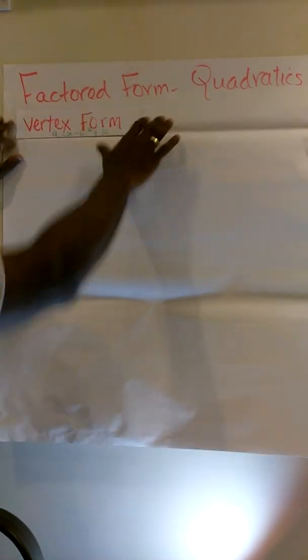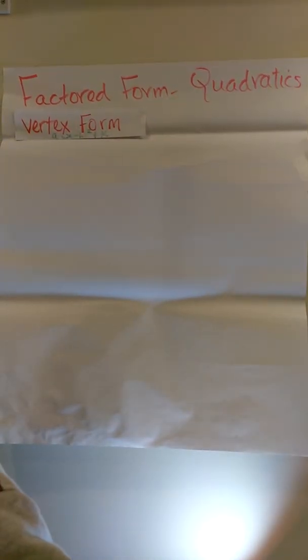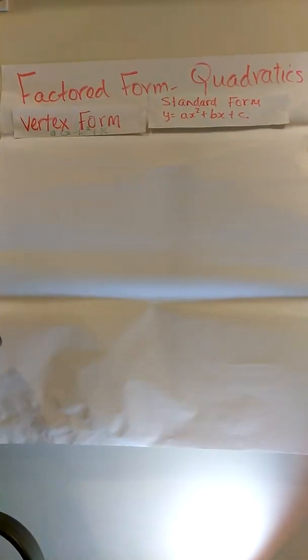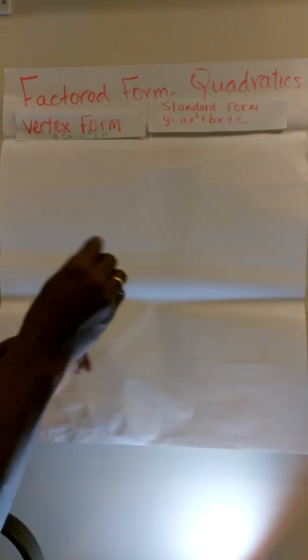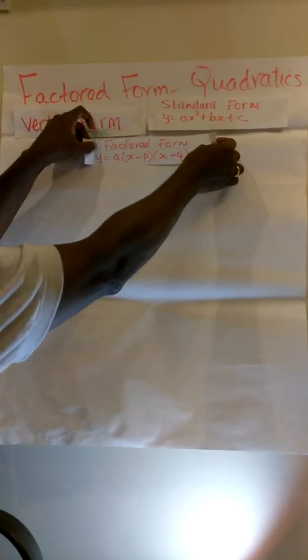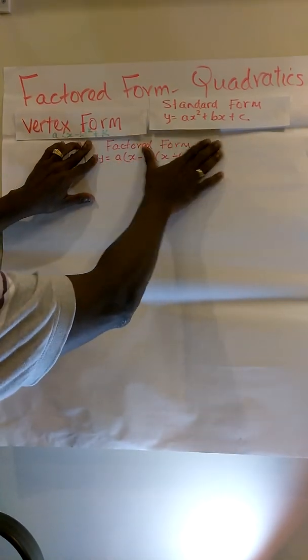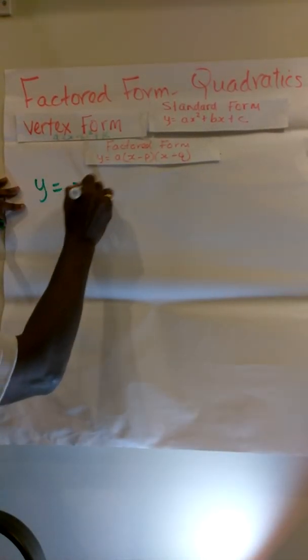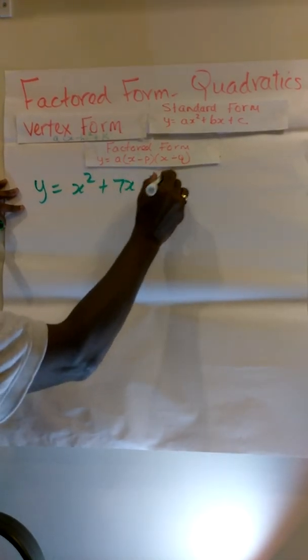So in our previous lessons, we have studied vertex form of quadratics. We have also studied standard form of quadratics. And now we're going to consider factored form of quadratics. So if I give you a quadratic that looks like this, y equals x squared plus 7x plus 12.